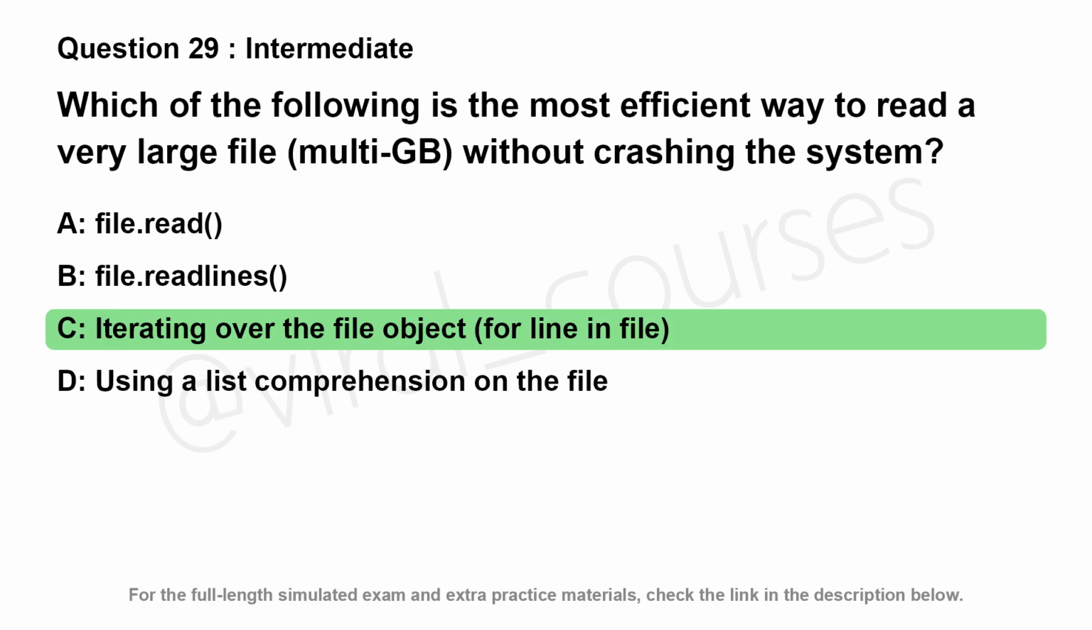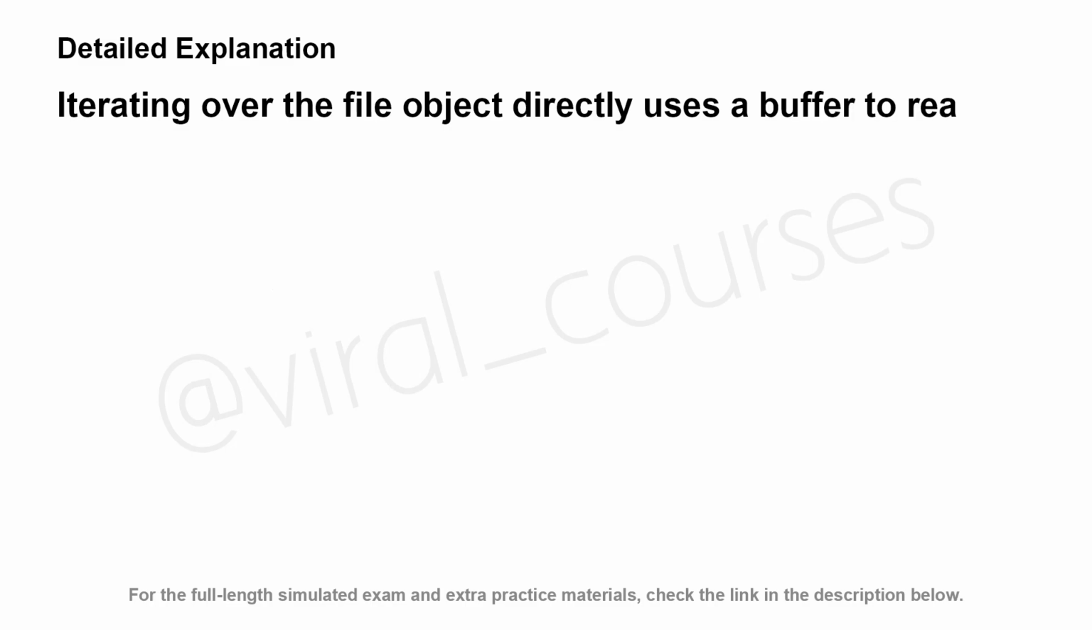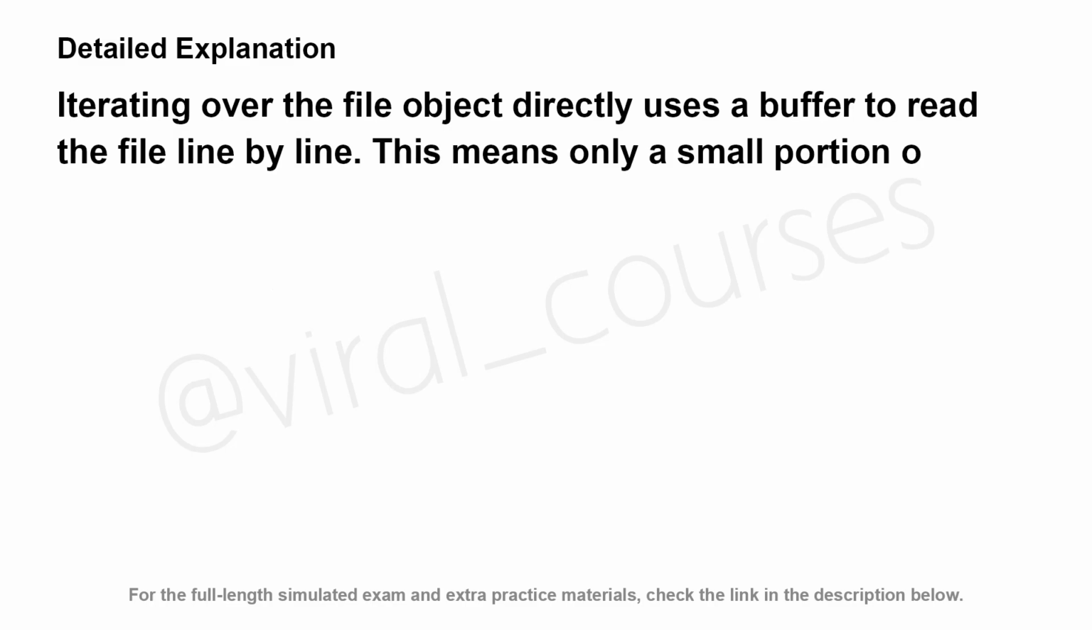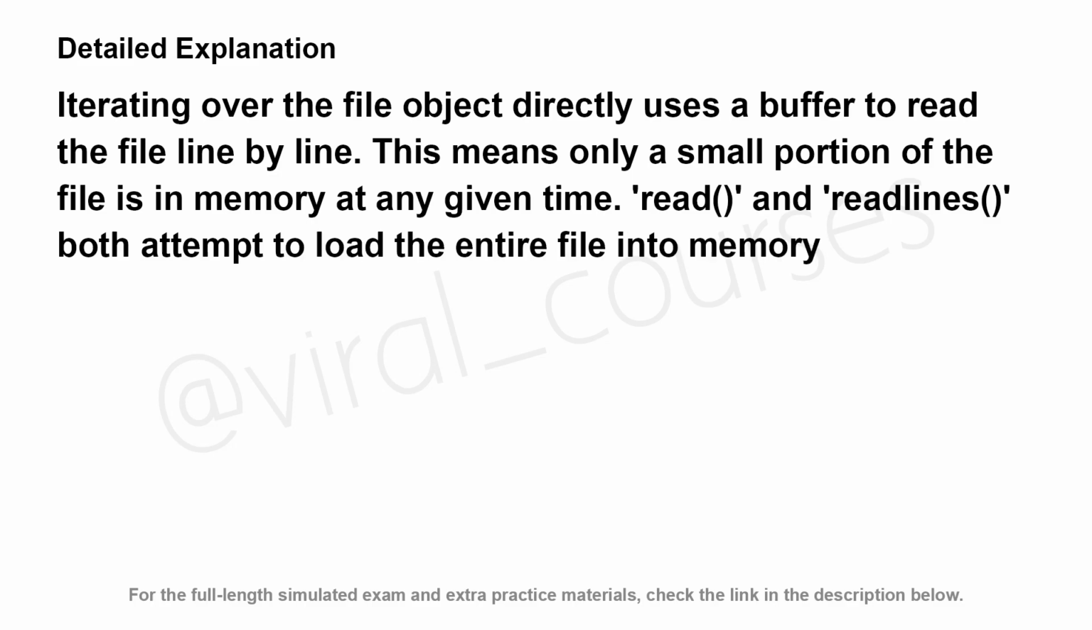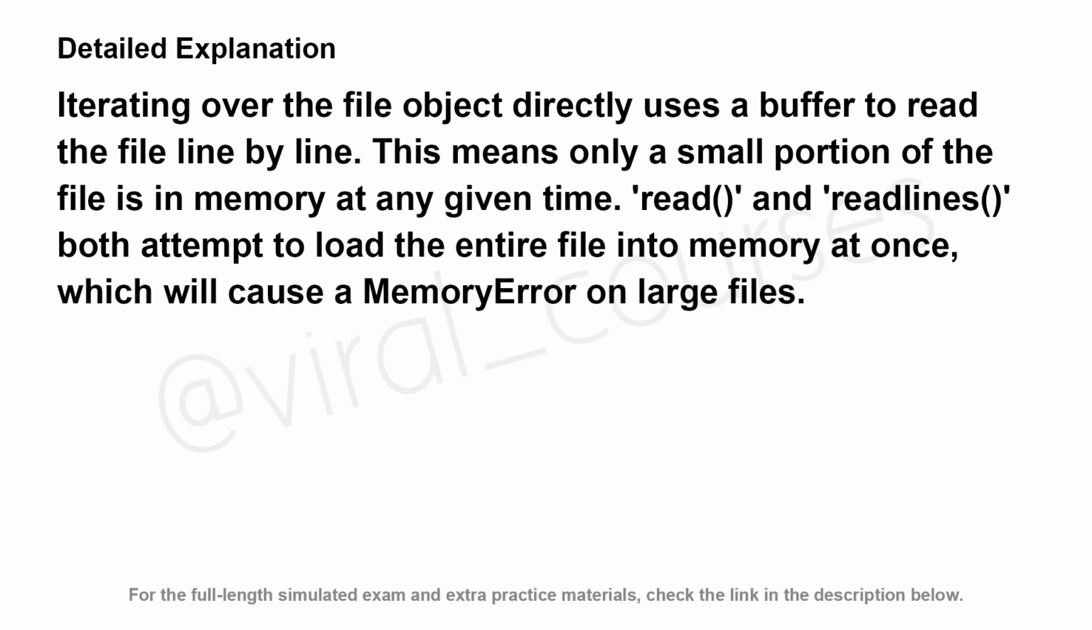The correct answer is C. Iterating over the file object directly uses a buffer to read the file line by line. This means only a small portion of the file is in memory at any given time. read and readlines both attempt to load the entire file into memory at once, which will cause a memory error on large files.